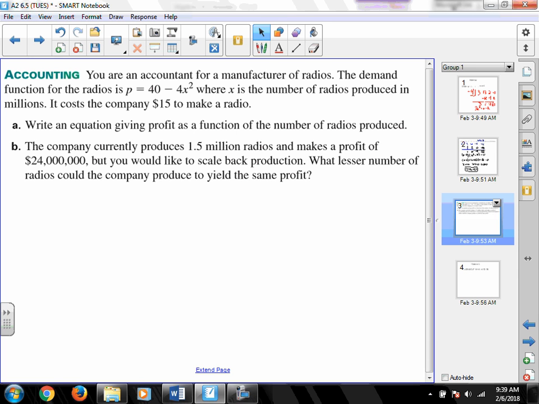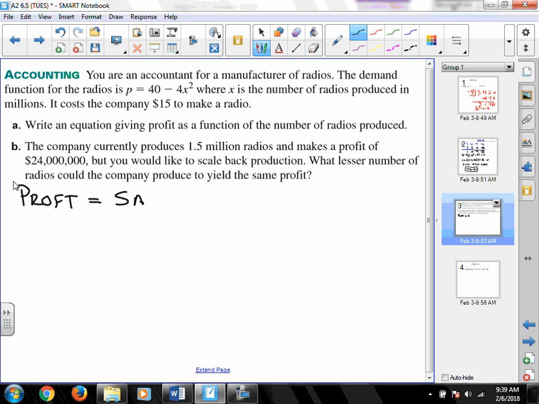So, first of all, what is profit? How much you make? Good, Peyton, I like how you said that. It's the money that you make after your expenses. So, you're going to have your sales minus your expenses. So, the simplest equation I know for profit is sales minus expenses.